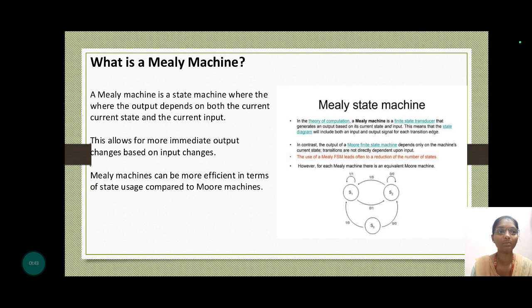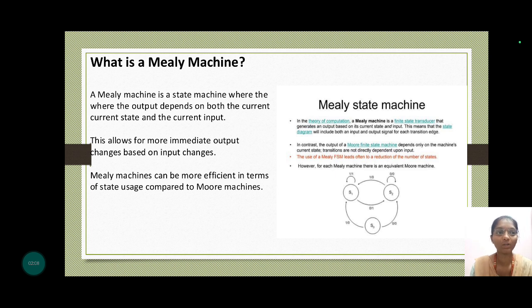And what is a Mealy machine? A Mealy machine is a state machine where the output depends on both the current state and the current input. This allows for more immediate output changes based on input changes. Mealy machines can be more efficient in terms of state usage compared to Moore machines.